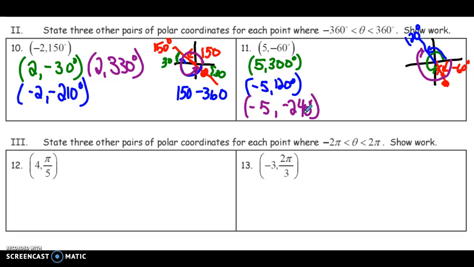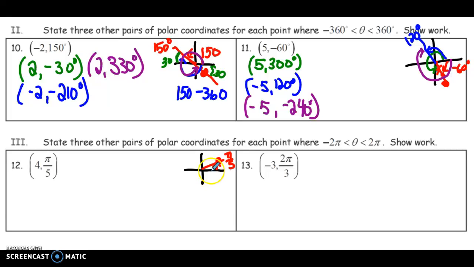For radian measures, we're going to do a similar thing. I'm going to draw axis. I'm going to plot my point. So pi over 5 is here in the first quadrant. There's my point. And that one went counterclockwise.